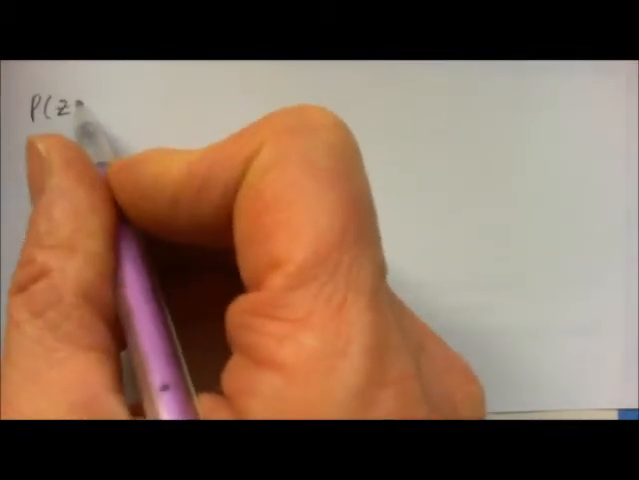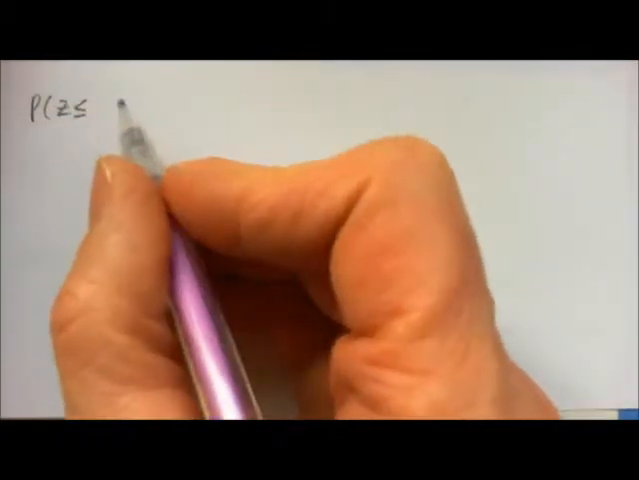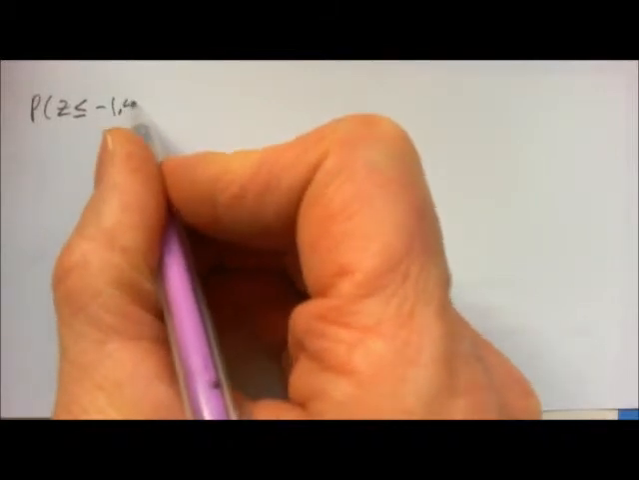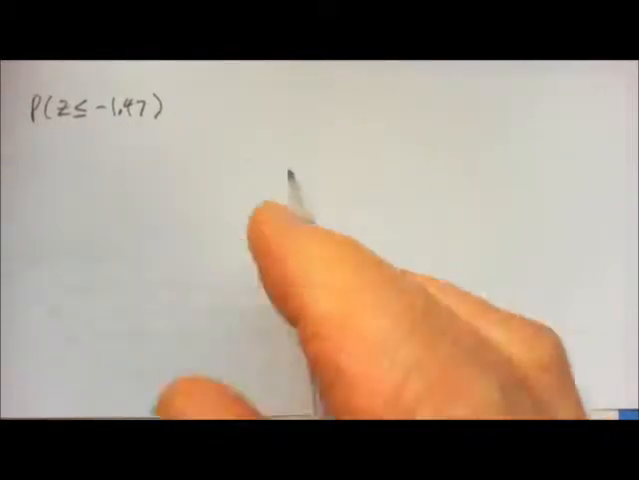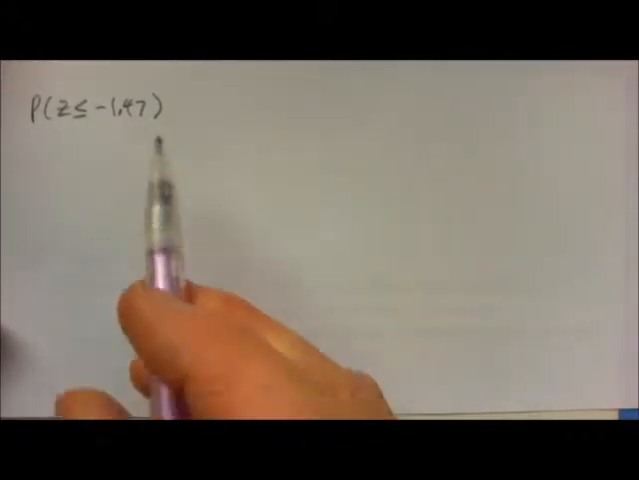Let's have you try one. In this case, let's look for the probability that z is less than or equal to negative 1.47. Why don't you give that a try? Pause the video because I'm about to give the solution. So again, you try that and then run the video once you've got your answer.